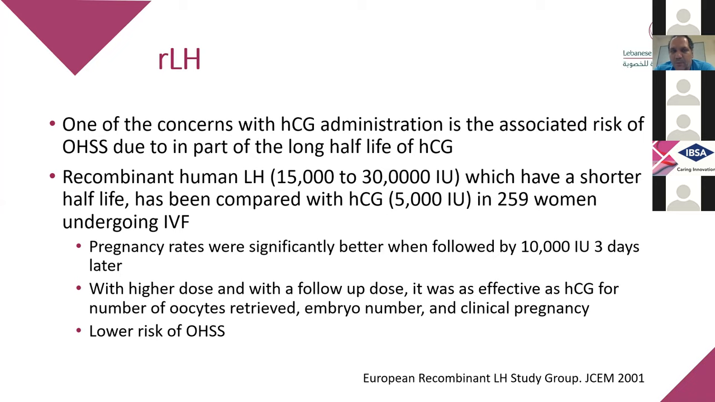Now, you would assume that this should be the best one because it is an LH, and so it is going to be really mimicking the natural surge the most. However, it was not as great. They looked at a large multi-center trial involving 22 centers, with almost 250 women. They used doses of LH of 5,000, 10,000, 15,000, and 30,000, and they found that the pregnancy rates were significantly better with the higher dose of LH combined with a boost, another dose 3 days later. If they did not do that, they did not have as good a pregnancy outcome.